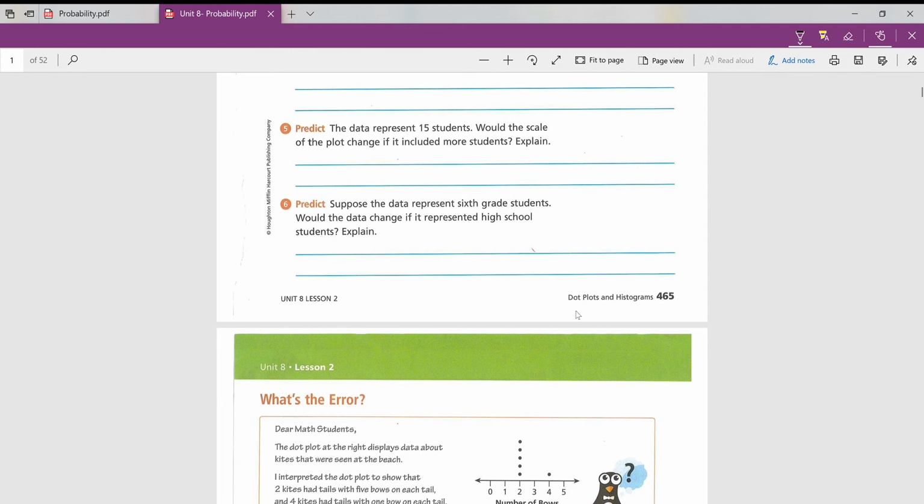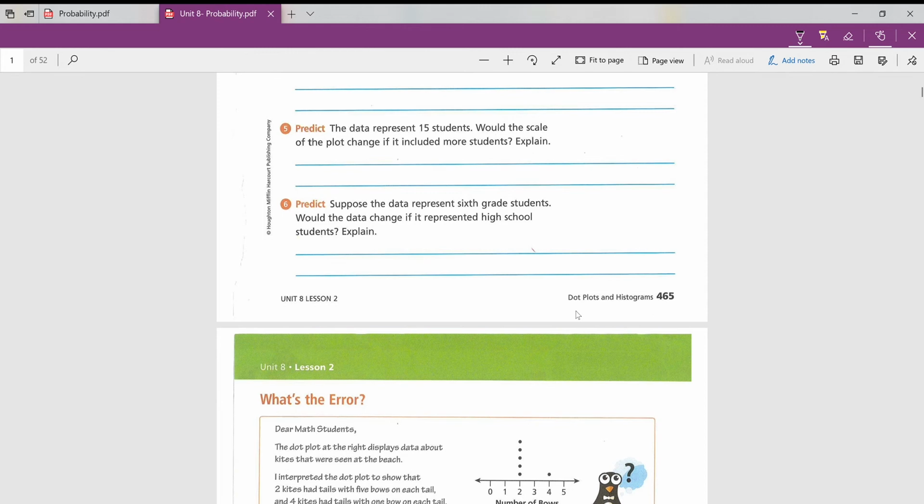Well, obviously, if we were together, I'd ask you this question, and the answer would be yeah, it would. The scale would change, especially if you have more students. It's possible it wouldn't, but more often than not, it would, especially when you're given more information, whether it's the number of students or the amount of hours they studied.